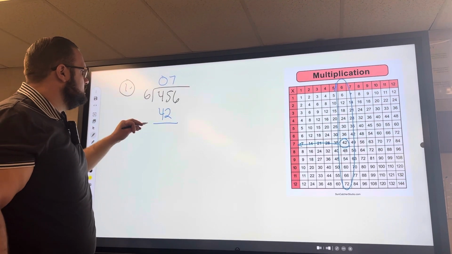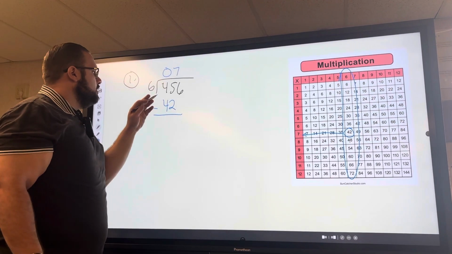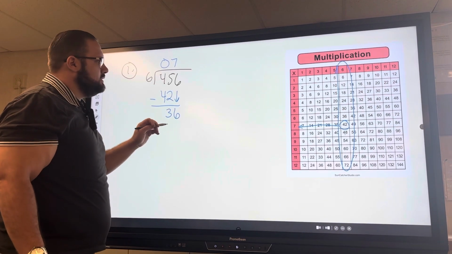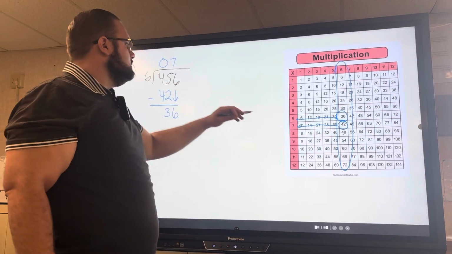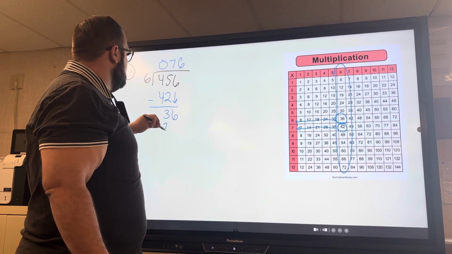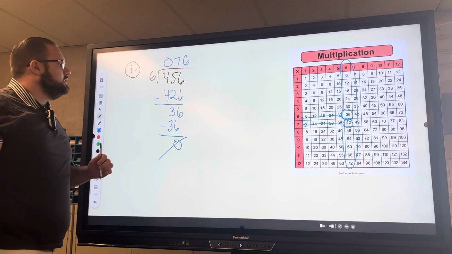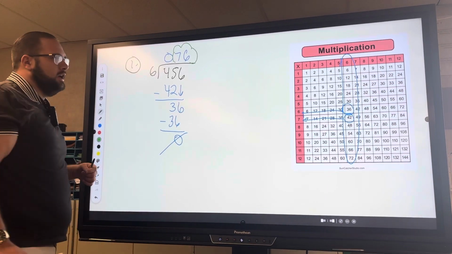And remember, you can use your multiplication chart on the test. You just can't use a calculator. 45 minus 42 is 3. Bring down the 6. You get 36. Looking for 36. Oh, I see it right here. And it goes in there 6 times even. So I have no remainder. My answer is 76. Okay? 76 is our answer.